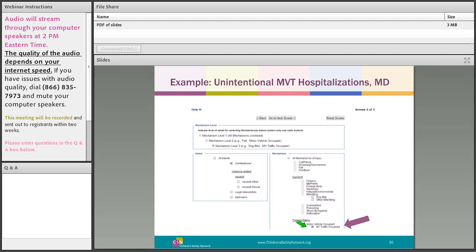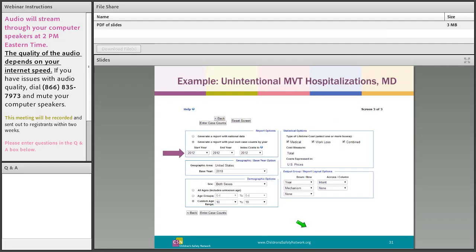And you might notice, if not now, later in your use, that the layout is somewhat different for this screen 2, these nuances of intent by mechanism, and that's largely because the International Classification of Disease coding for mortality and for hospitalization are different, in a way that requires a different presentation and analysis here.